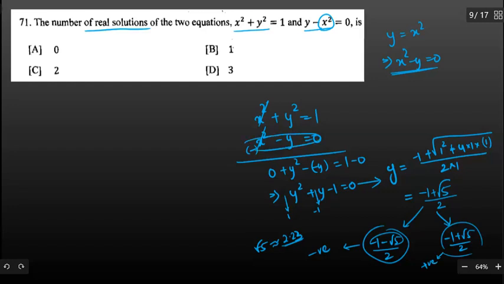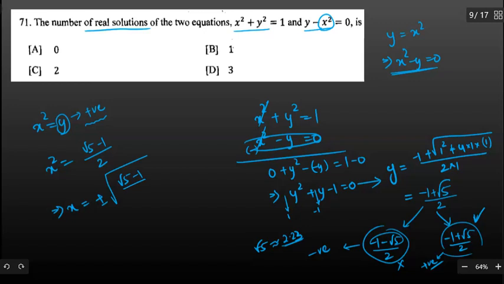Now putting it in this equation, x square is equal to y. So for real solution, y must be positive. So if y is positive, that means we have to only consider this value and reject this value. So we only have to consider the positive value. So if x square is equal to the positive value of y, that is root 5 minus 1 divided by 2, then x is equal to positive and negative square roots of root 5 minus 1 divided by 2.